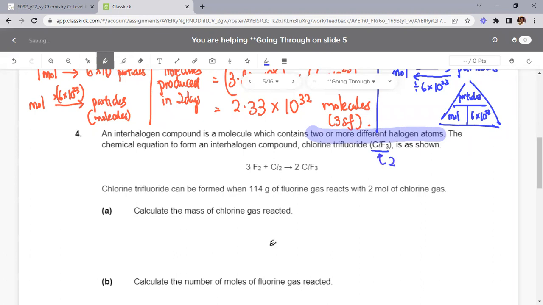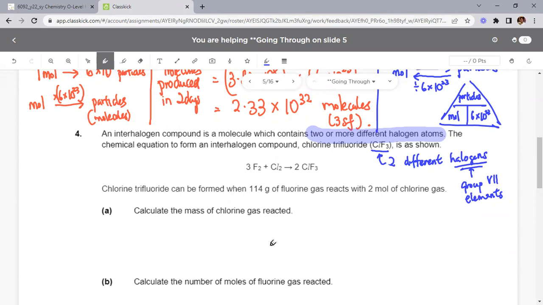Because it consists of 2 different halogens. What exactly are halogens? Halogens are actually group 7 elements. Please take this down. So chlorine trifluoride, ClF3, you can see it consists of 2 different group 7 elements. Chlorine is from group 7. Fluorine is also from group 7. That's why we term this an interhalogen compound.